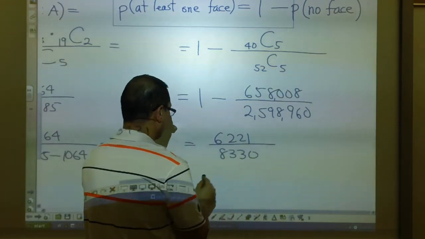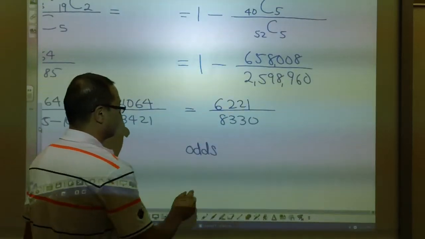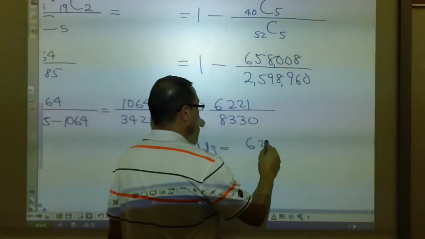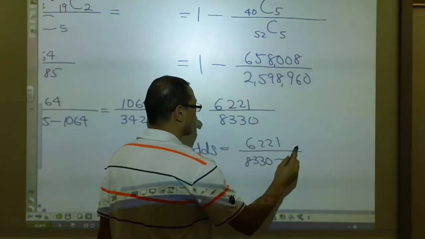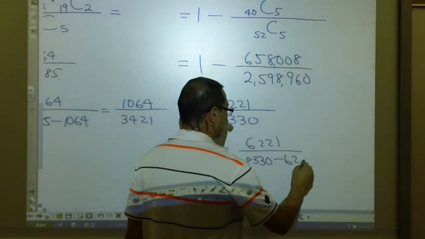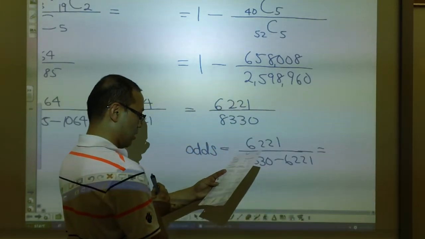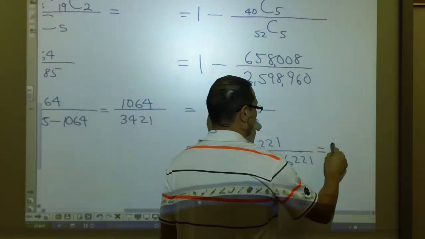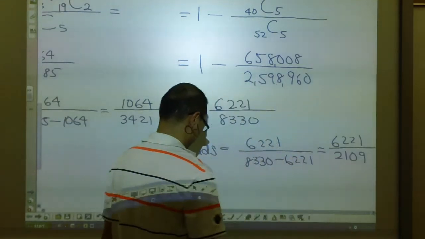So then the odds would be the desired 6221 divided by the total minus the desired, 8330 minus 6221, which gives me 2109. 6221 divided by 2109.